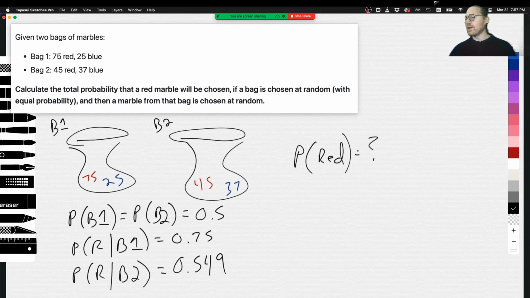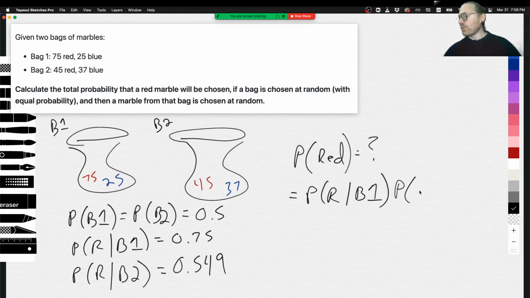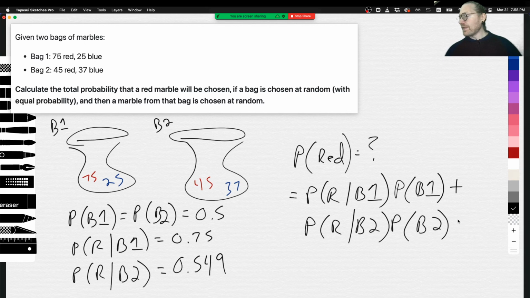What is the probability of red? Well, the probability of red is going to be the probability of red given bag 1 multiplied by the probability of bag 1. Then we add to this the probability of red given bag 2 multiplied by the probability of bag 2. And thus, if we do that, we compose our sort of universe of red.